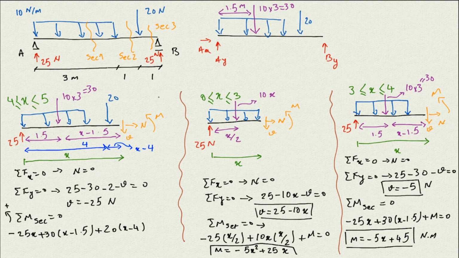And then we have the m, which rotates counterclockwise, so it's going to be positive, and 0. And then if you do the calculation, m comes out as negative 25x plus 125 Newton meter. So this is going to be the v between the 4 and 5, and this is going to be the m between 4 and 5.